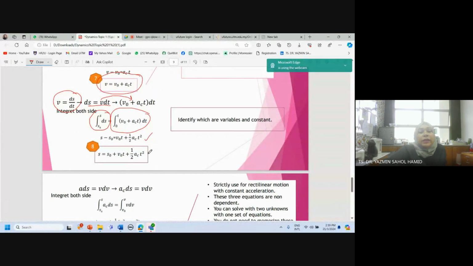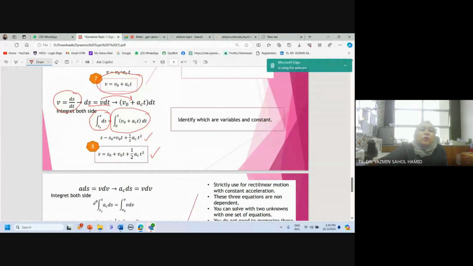And for simplification, this is it. So the simplification is s equals s naught plus v naught t plus 1 over 2 a t squared. So if you do not memorize this formula number 8, it's okay. You can always go to the basic kinematic equation and integrate it. Did I say differentiate? It's integrate it.